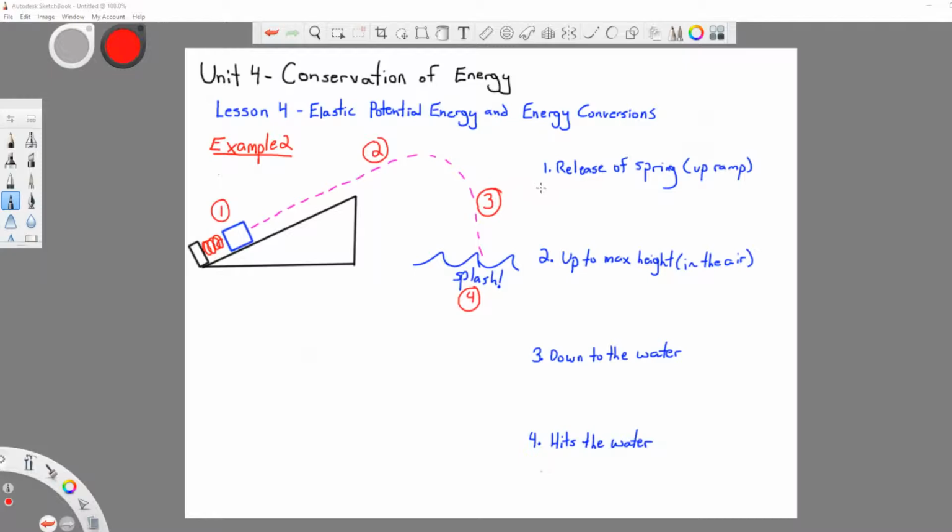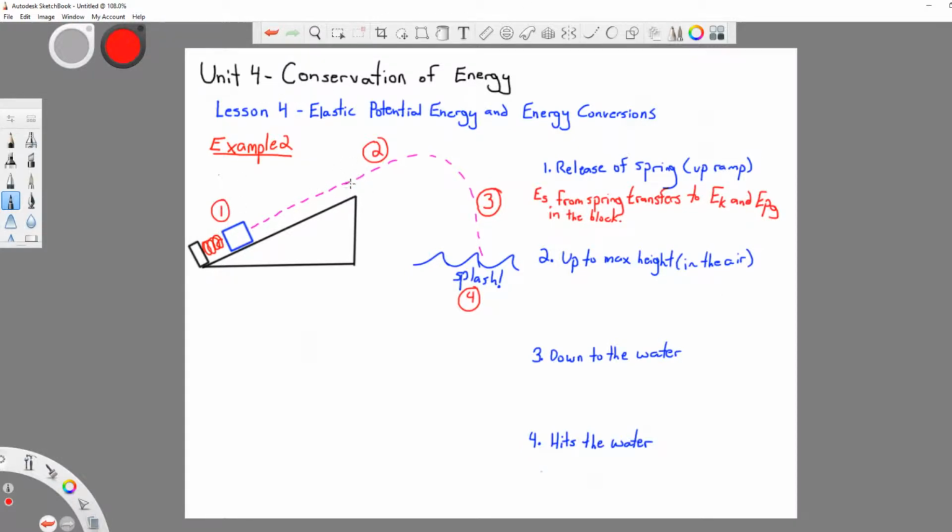So here I'm going to write energy from the spring is transferred to kinetic energy and potential energy due to gravity in the block. Okay. Fairly straightforward. So that's going to cause this to rise up here.